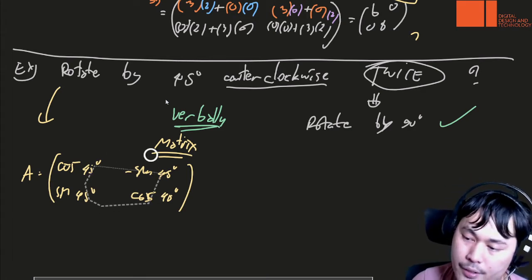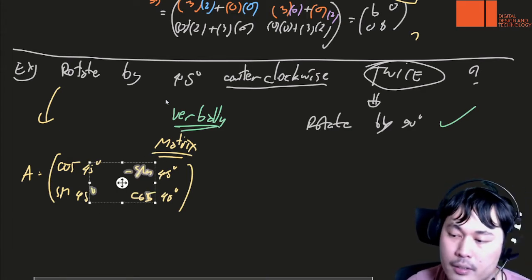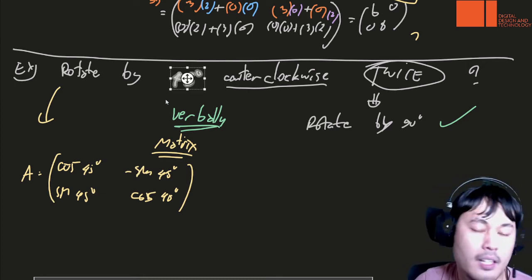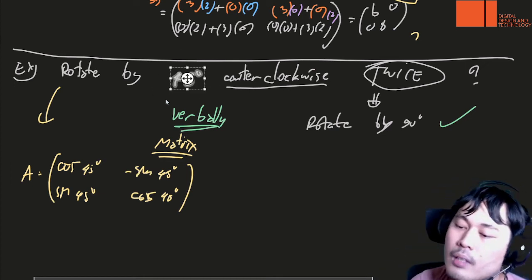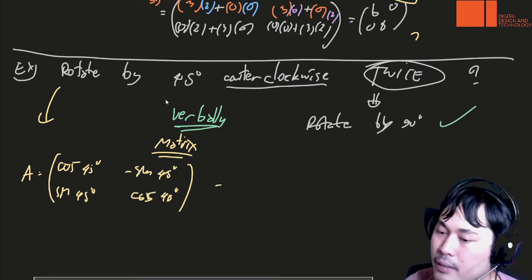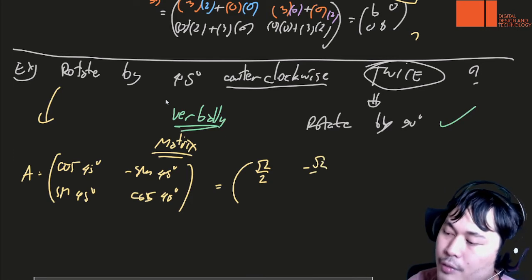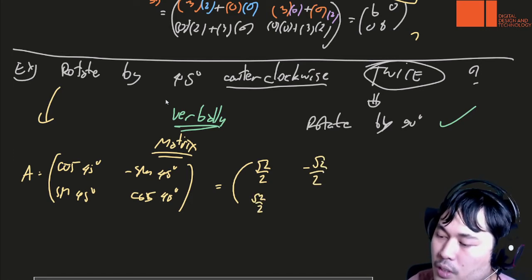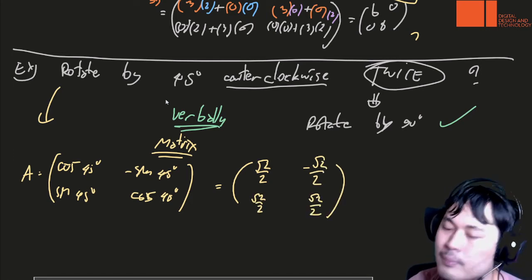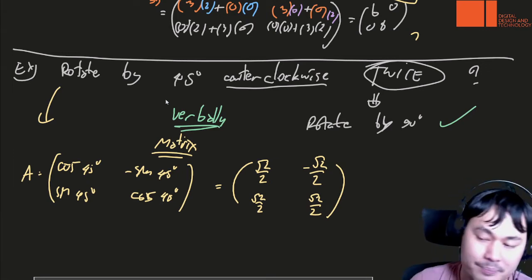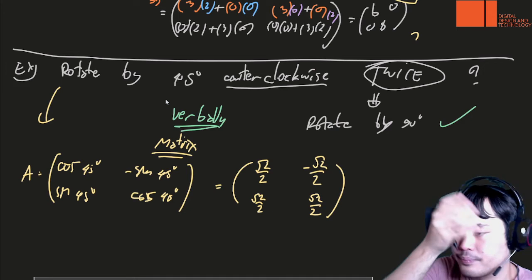This is the matrix that you need to multiply to a vector if you want to rotate anything by that amount of degrees. And if you do the math, then you should get square root of 2 over 2, minus square root of 2 over 2, square root of 2 over 2, and square root of 2 over 2. Okay, lots of numbers, but still simple enough.